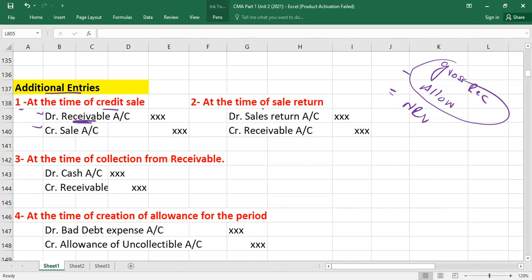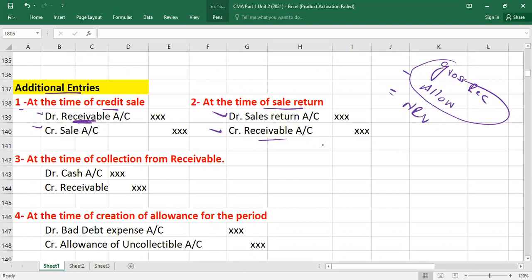The second entry is at the time of sales return. I'm assuming you are not creating any allowance for sales return, simple sales return. So you have to debit sales return and credit what? Receivables. See, this entry is also going to affect receivables. It will be deducted from receivables. Whenever receivable is debit, it will be added. Whenever receivable is credit, it will be deducted from receivables.